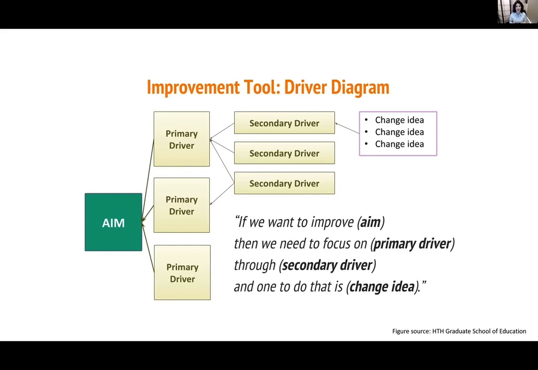And again, that driver diagram is our tool, and the aim is our goal related to that specific problem of practice that we're trying to improve. Those primary drivers are those high leverage drivers of change in our system that we need to push upon in order to achieve the aim. Then the secondary drivers unpack the primary drivers into more actionable steps. So what do we need to do to improve upon the primary drivers? And lastly, change ideas are the specific practices, the new practices that you're going to try that you'll want to test for trying to move the needle on the secondary drivers, which will then move the needle on the primary drivers, which will then move the needle on the aim.